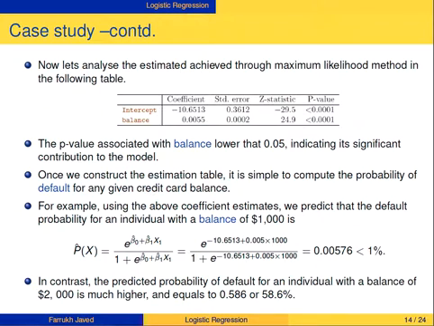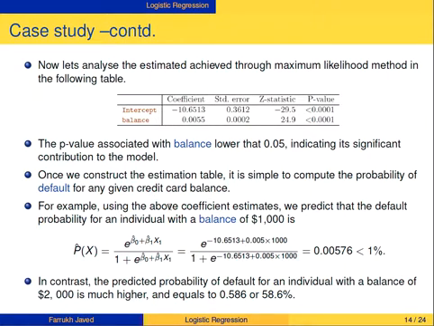Now let's analyze the values. Once I run the logistic regression, I got those values for my intercept, which was my alpha. And by the way, I only used one predictor right now: balance. So these are the coefficient values for my intercept and balance. The p-value is of course much less than 0.05, which means both of those variables are significant, right? And once we construct our estimation table like this, it is simple to compute the probability of default for any given credit card balance. And this is a beauty.